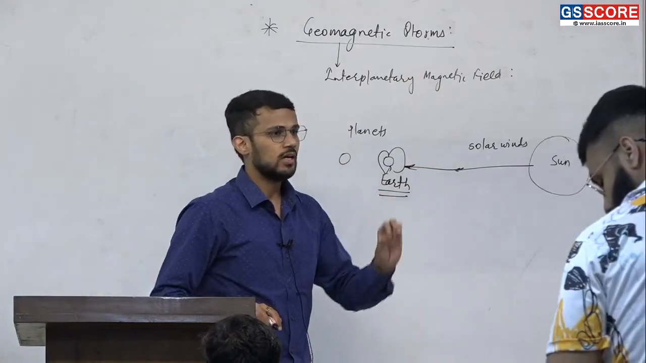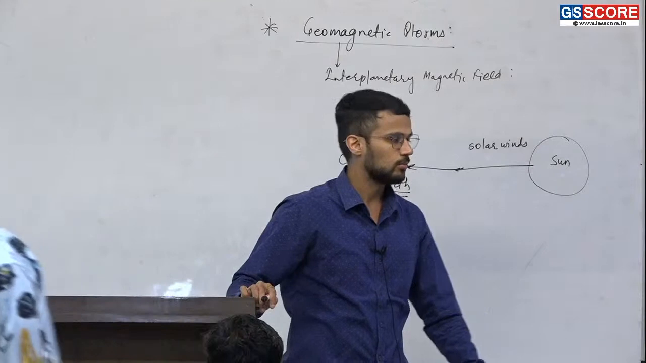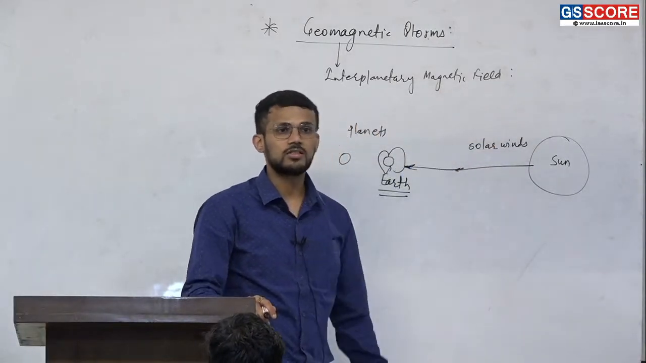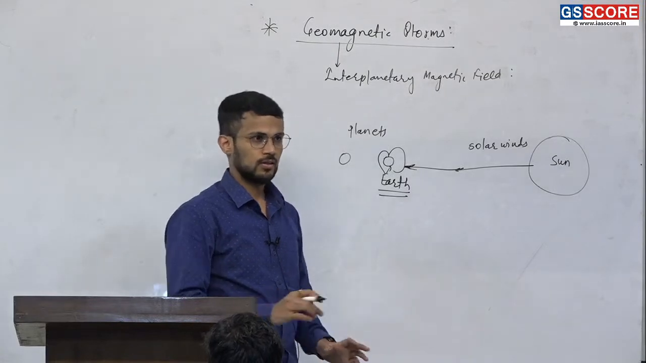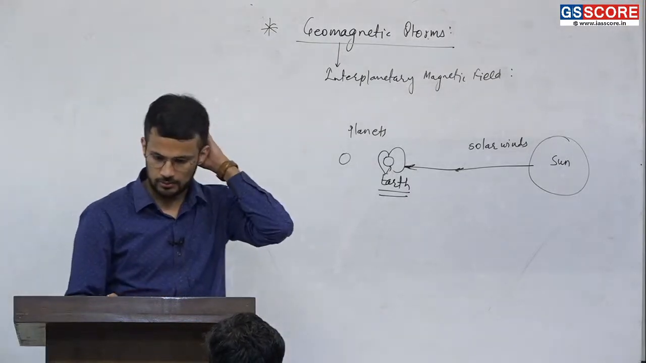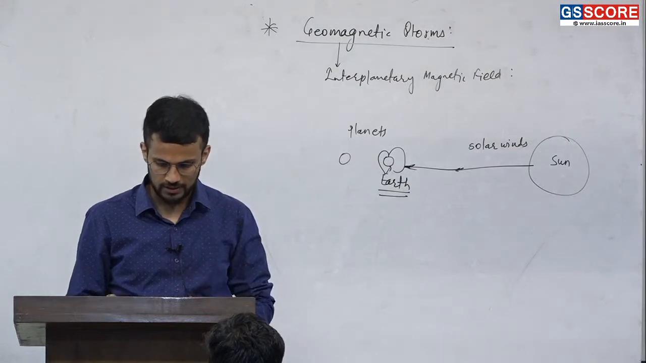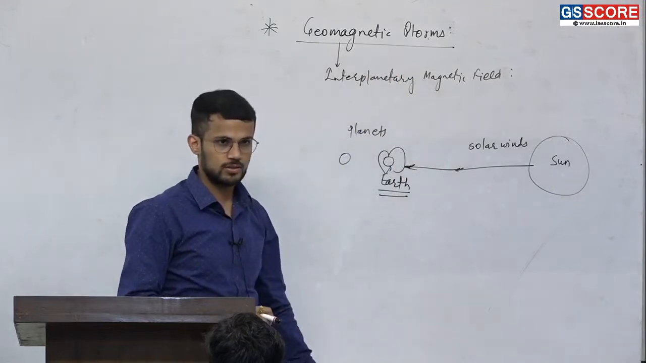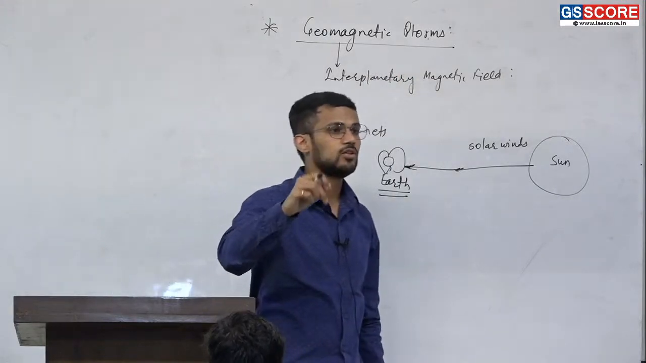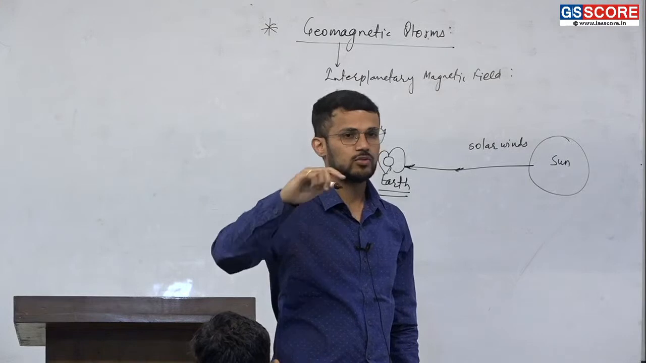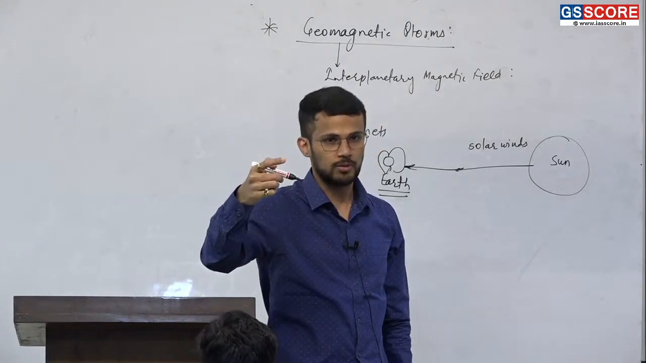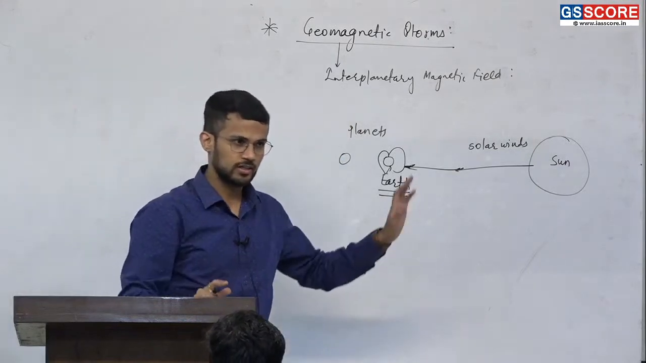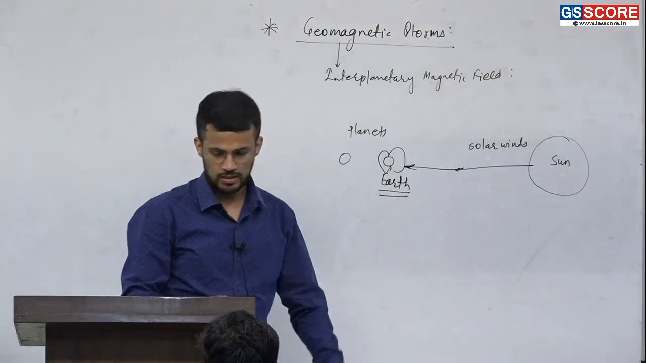So how are they produced? It is the result of interaction between the interplanetary magnetic field and Earth's magnetic field. Fine. So that is what geomagnetic storms or solar storms are. Fine. And they are harmful. They may lead to damage to satellites which may be in low Earth orbit primarily. Fine. So we'll discuss these topics in science and technology. It is ideally a topic of science and technology.